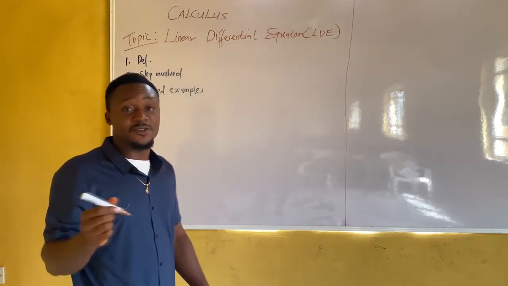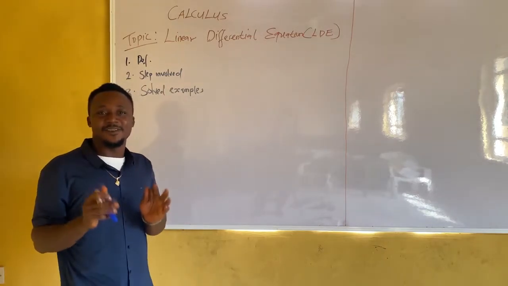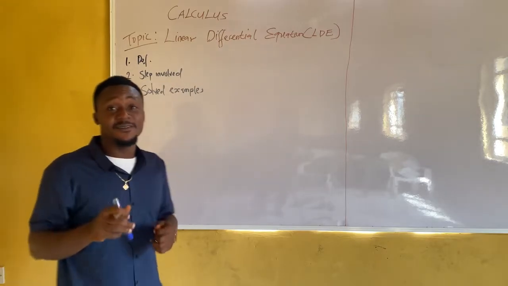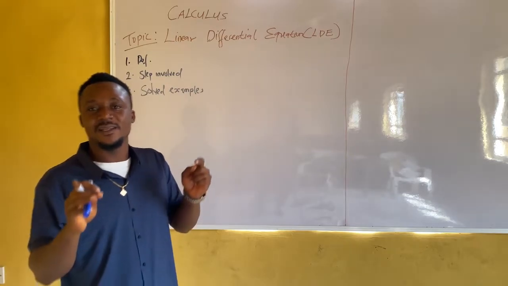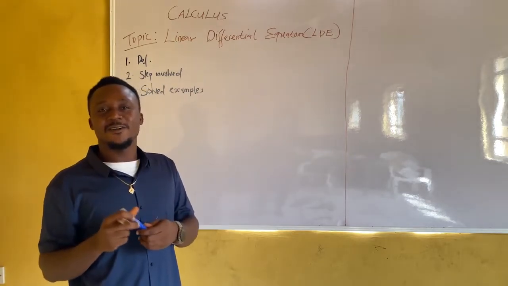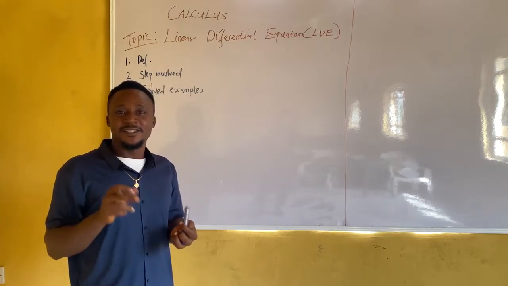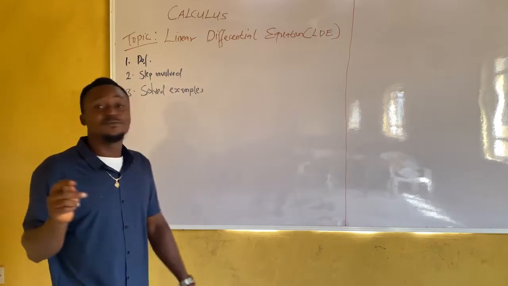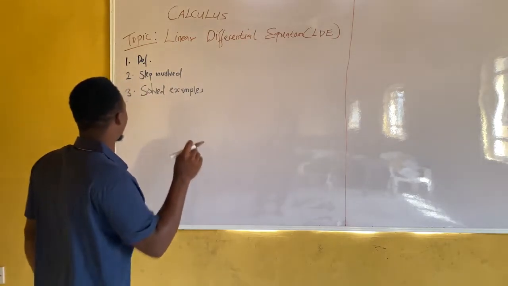So we're going to start with the first one by defining what a linear differential equation is. Now, what is a linear differential equation? A linear differential equation is simply an equation or a polynomial equation consisting of dependent variables and independent variables. The derivatives are also known as the dependent variables. Now, I want to give you an example of what a linear differential equation looks like.